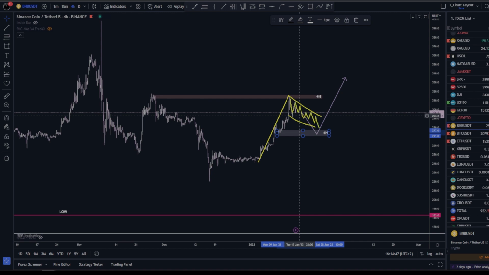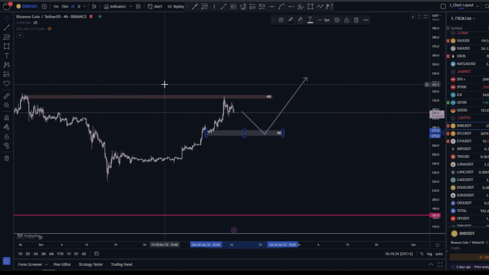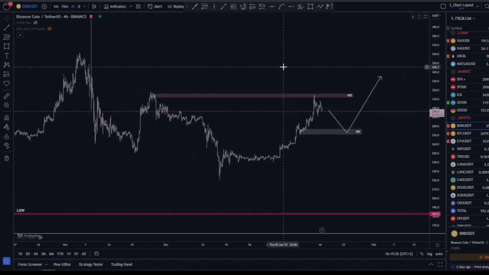Don't get scared if you see a correction like this, because this is only the trigger for the next bullish move. So this will act as a confirmation for the next wave up in this case. So for me, all the cryptos look like they will pull back this week, and maybe from next week they'll resume the uptrend.